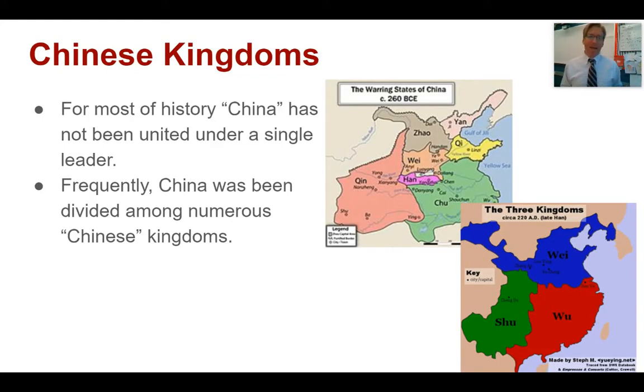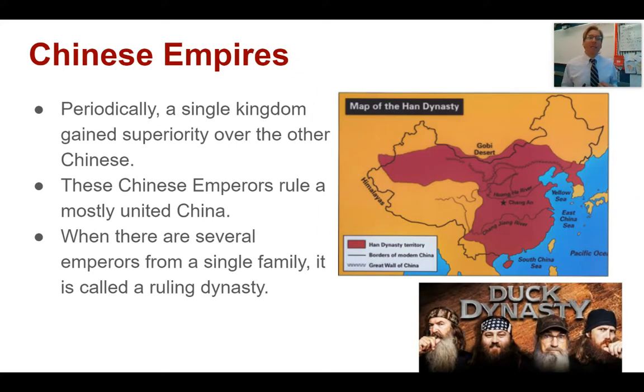So going way back, China was more a regional area, a culture, and it was not unified in its early history. And for most of Chinese history, there hasn't been a single unified leader. Frequently, particularly in its early history, China was divided into numerous Chinese kingdoms, Chinese linguistically, Chinese culturally, but lots of different leaders. Now, periodically, a single kingdom would gain superiority over the others. These Chinese emperors would then rule a mostly united China, and solidify their control for a period of time. We would call these periodic times of a particular family controlling China a dynasty.